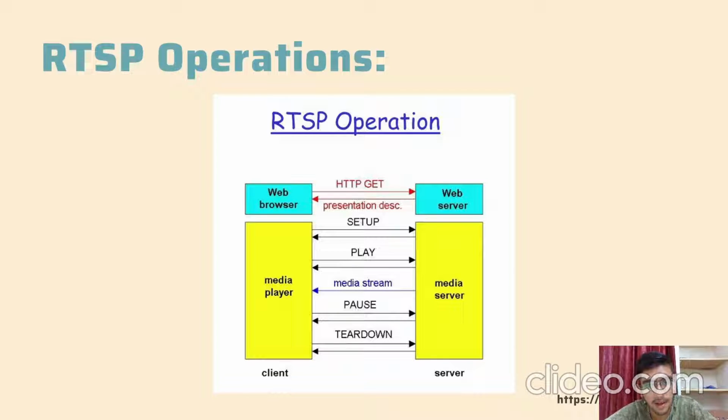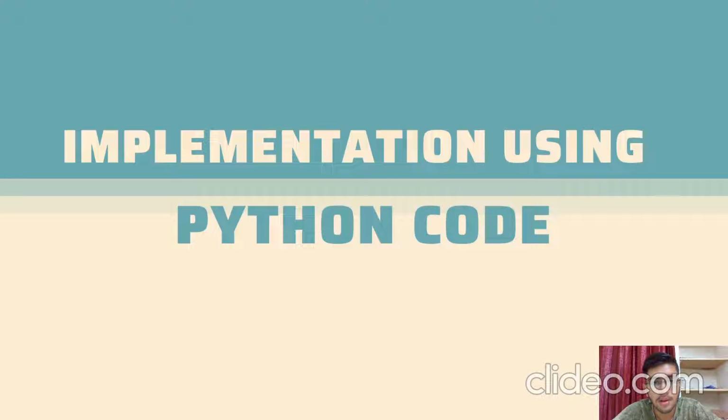And if the client sends a pause request to the server, then sending data from server to client using the RTP protocol will be temporarily paused. And if the client sends a close request, then it will be closed, as we have seen earlier. So now we will see the implementation in Python code.